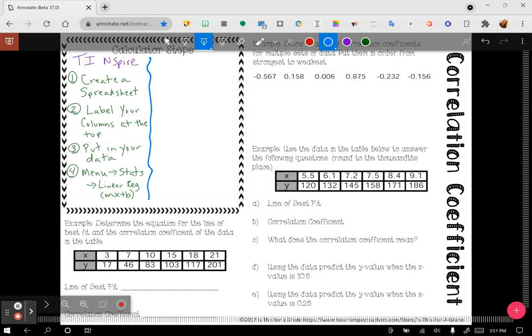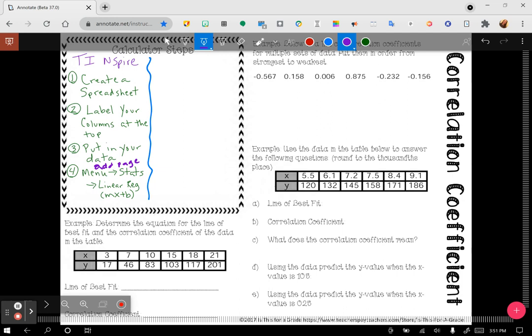Okay, so the steps that he gave you are: create a spreadsheet, label your columns at the top, put in your data, and then select Menu, Stats, Linear Regression. I think I missed putting in here that he added a new page, so add a page in order to get that information. You can also do the scatter plot like he showed you, but to get the information you need, you don't necessarily have to do the scatter plot. You just need to do the linear regression.